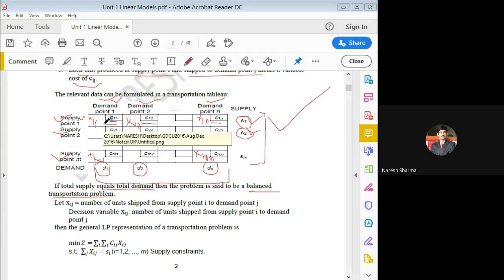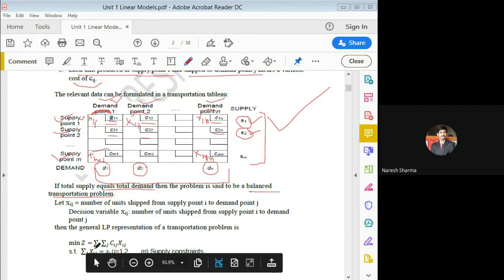So if we multiply the number of units with the per unit cost, that is called the total cost. If we supply from supply point 1 to demand point 1, the total cost is the product of x11 and c11. Similarly, from supply point 1 to demand point 2, the cost is x12 times c12. Similarly, we multiply each x with its corresponding cost, and we get the cost function, that is the sum of Cij Xij.